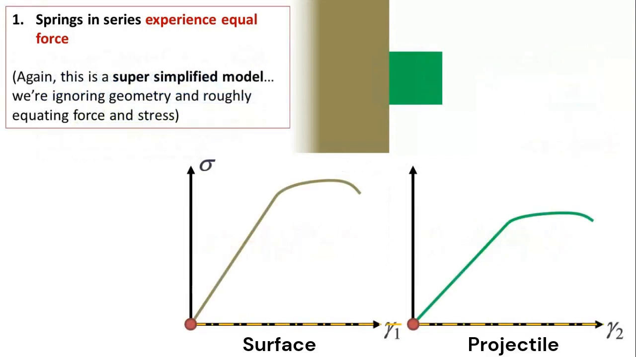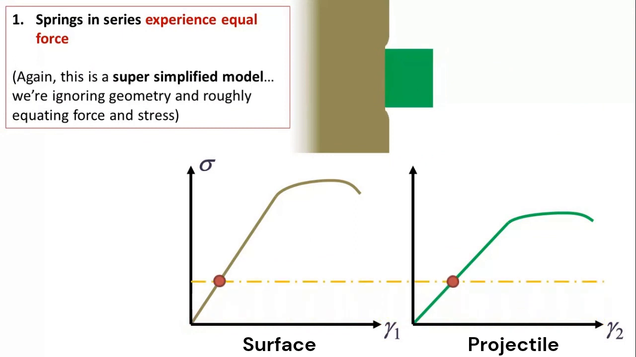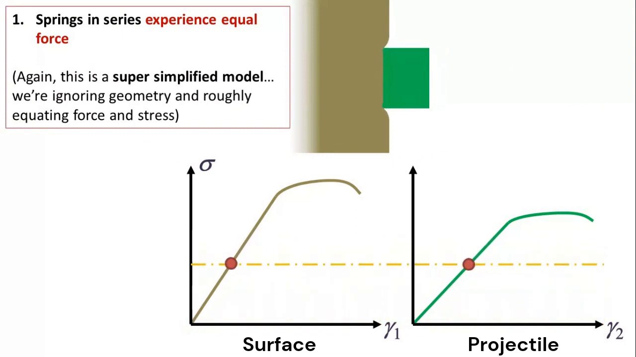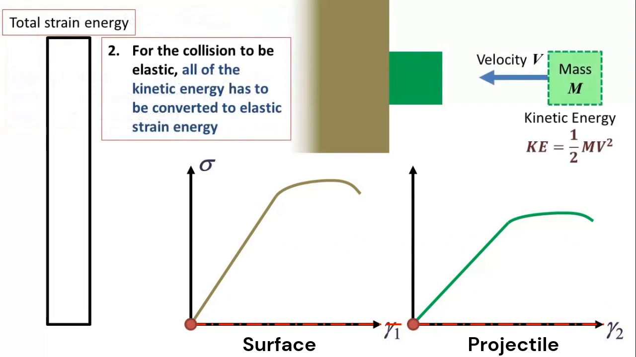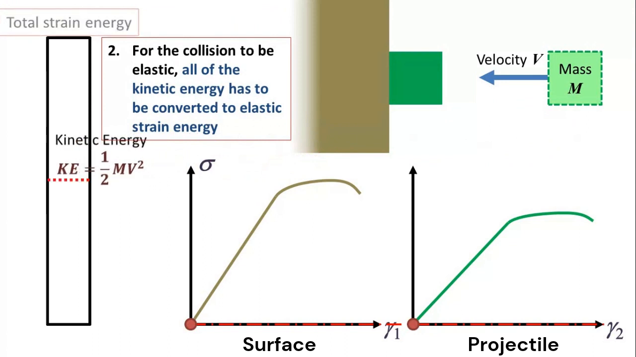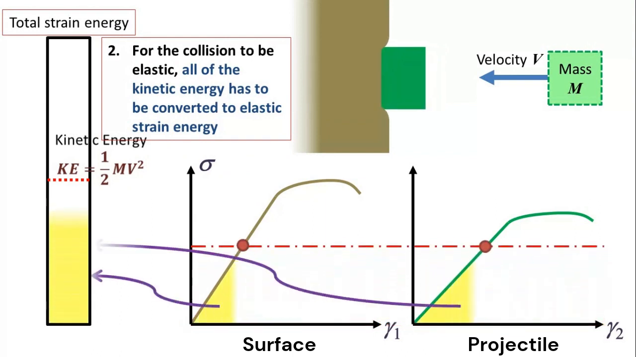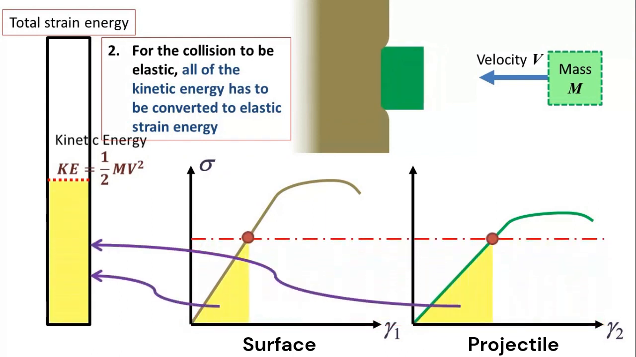During the collision, due to the equal force rule, we write up both stress-strain curves at a similar stress. But how far do we need to write up the curves? That is determined by the second rule, by how much kinetic energy needs to be stored as strain energy. The amount of stored energy is the total area underneath both curves.